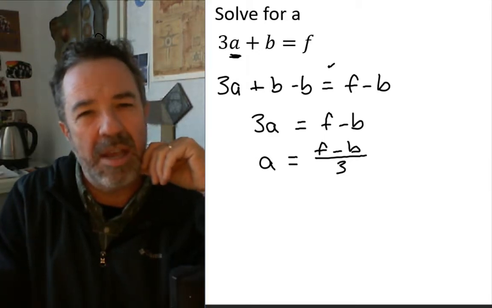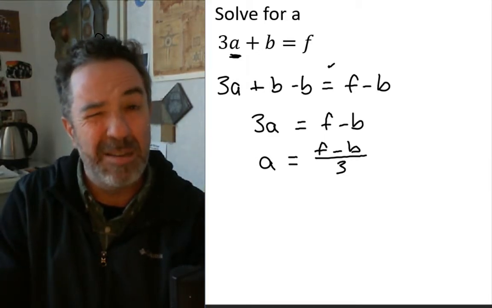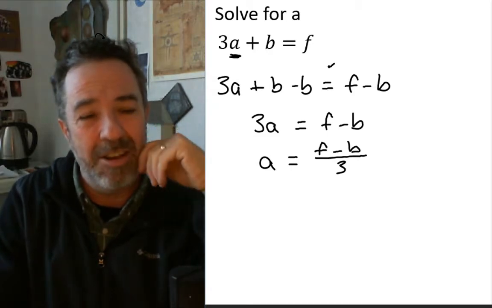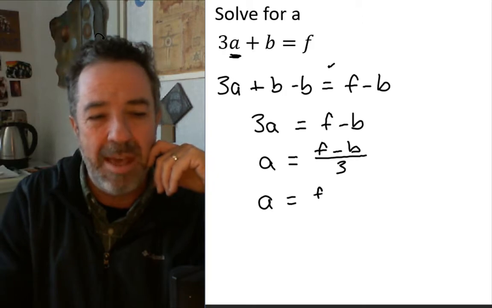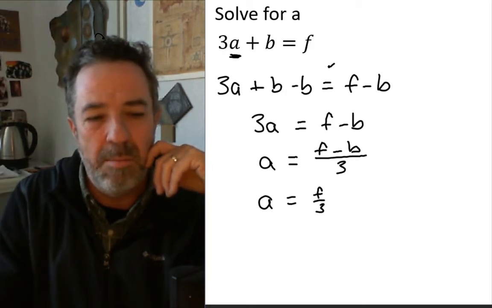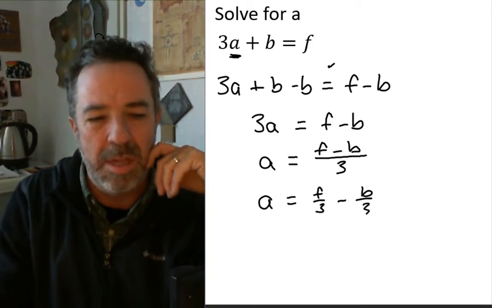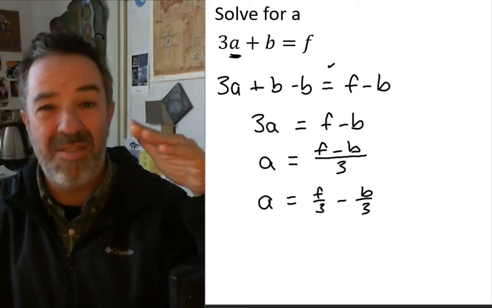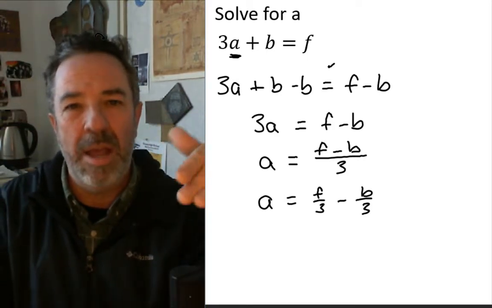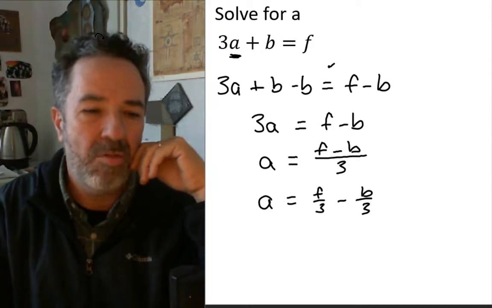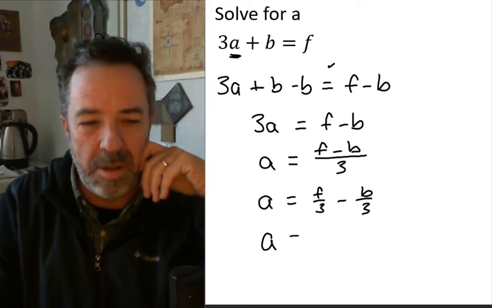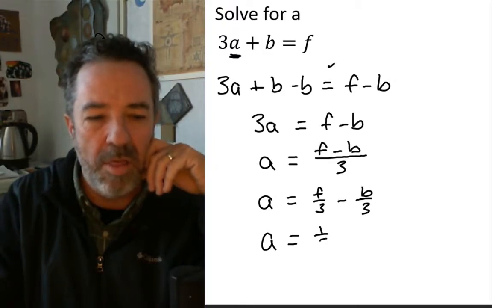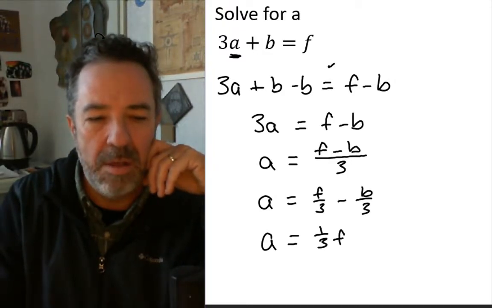Or I can recognize that's the same as me taking each term there and dividing each one by 3. So I can also write that a is equal to f over 3 minus b over 3. The important thing that I see is that every single term on both the left and the right-hand side is being divided by 3. Or I can even make it look like it's being multiplied by 1/3. So I can also write a is equal to 1/3 of f minus 1/3 of b.